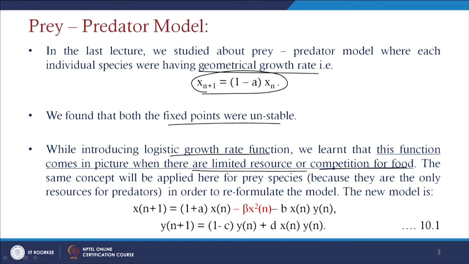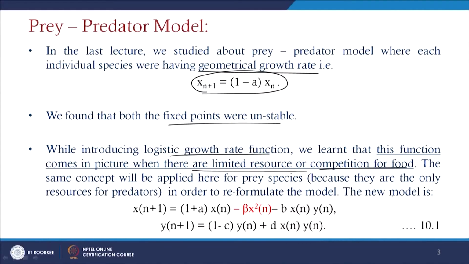The same concept will be applied here for both these species, because there are only limited resources for predators here. This means that the predator is present and can only eat the prey, so no other sources are available to them. If we reformulate this model, it can be written as x(n+1) equals (1 plus a) xn minus beta xn squared minus b xn yn. And the second species, the predator species, can be written as y(n+1) equals (1 minus c) yn plus d xn yn.